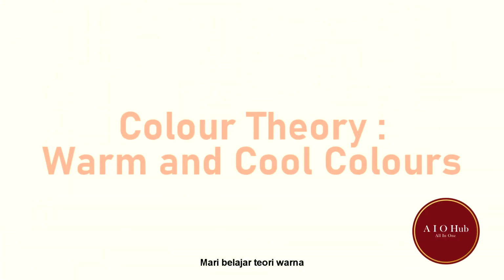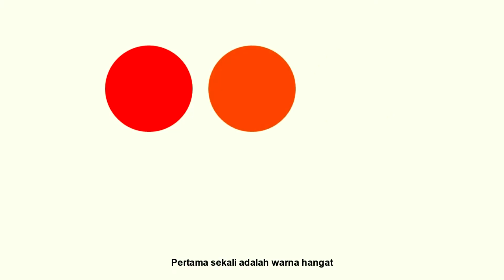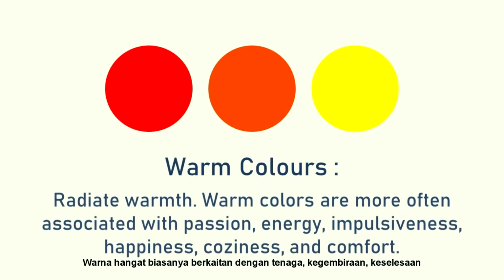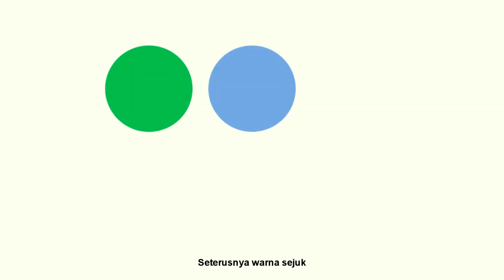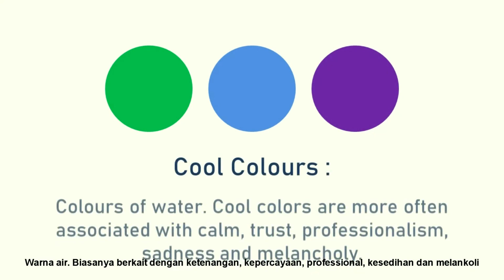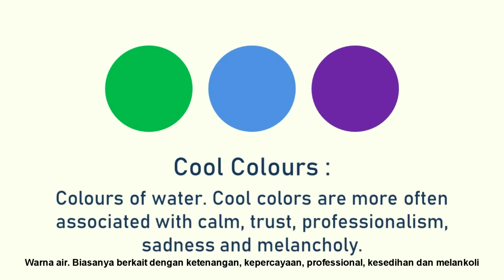Next, let's learn color theory. The first one is warm colors. Warm colors are more often associated with passion, energy, impulsiveness, happiness, coziness, and also comfort. Next, cool colors, colors of water. Cool colors are more often associated with calm, trust, professionalism, sadness, and melancholy.